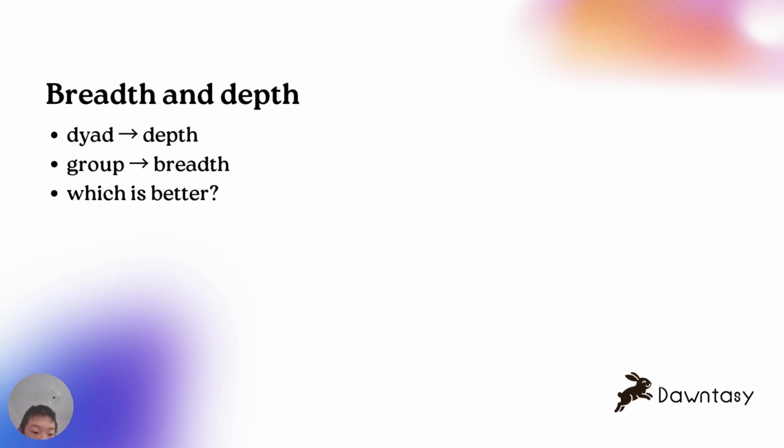So that's one concept that is key to machine learning too, which we'll discuss the connection to in a bit. So breadth and depth. These are two sides of the dilemma, basically. A dyad prioritizes depth. We want the connection to be as deep as possible, whereas a group prioritizes breadth. So it's how many connections you have. It's about quality versus quantity, basically. So which is better? Well, socially speaking, that's up to you.